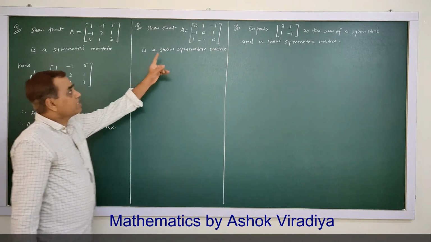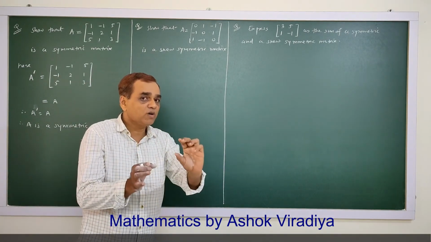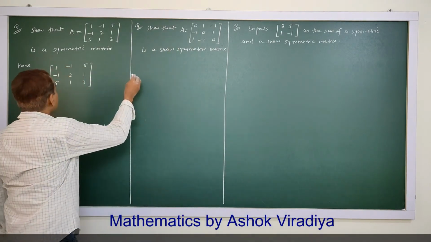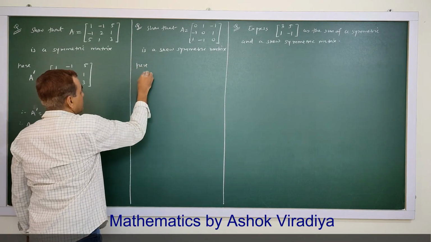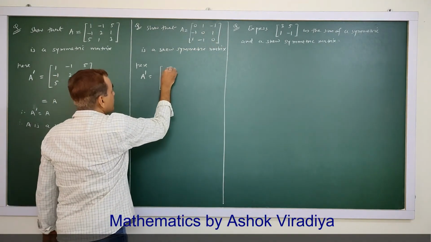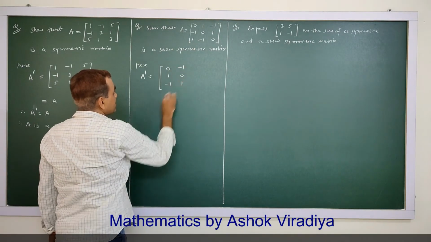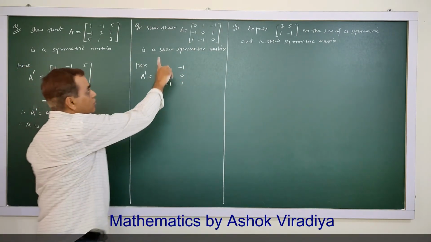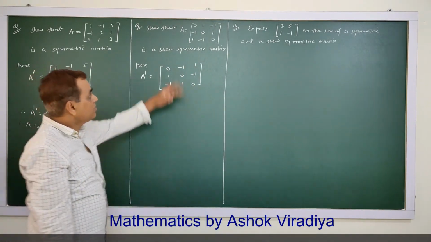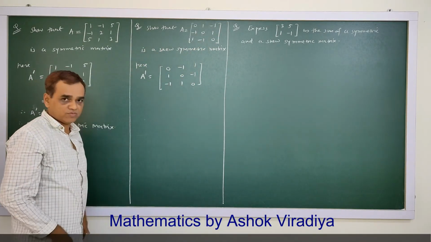Now to show that this is a skew symmetric matrix, we have to prove that its transpose is equal to minus A. So again, here we find its transpose. Transpose of A. See, first row is first column. Second row is second column. Third row is third column. 3 rows converted into corresponding columns. So it is its transpose.